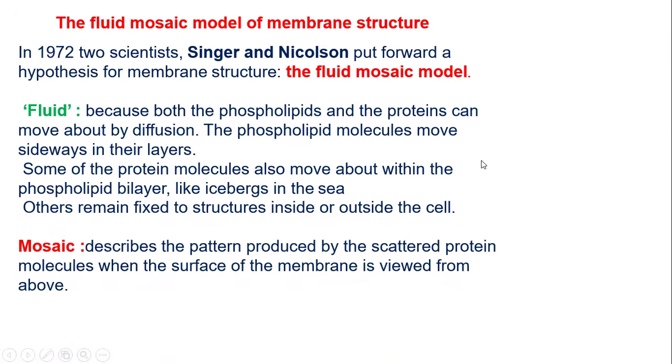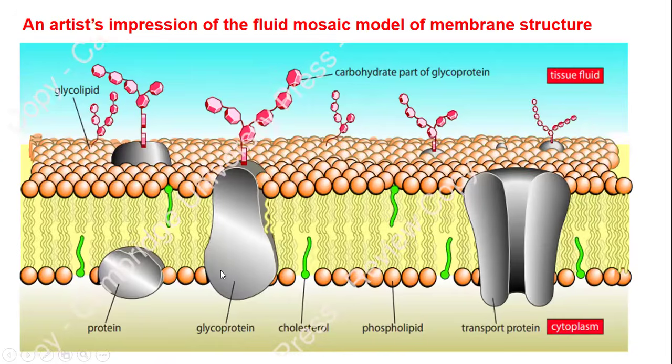All right, so let's look at the structure of the cell surface membrane. Now, two scientists came up with a model, and they were able to describe the structure of the cell surface membrane as being fluid and mosaic. So that takes us to the fluid mosaic model of the cell surface membrane. What do they mean by fluid, and what do they mean by mosaic? Let's look at this structure of the cell surface membrane.